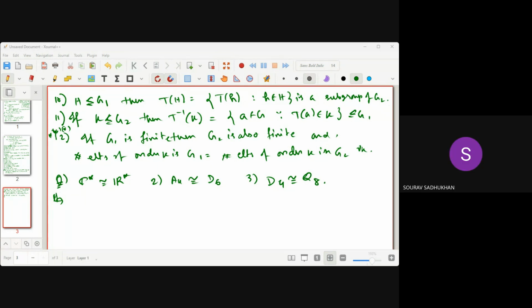Sir, D4 means dihedral group of order 8 or 4? Order 8. Dn means order 2n. Some books, like David Foote, use the notation with a suffix. Many books use many notations, so there is no problem. In the question paper, it will be given whether D2n means the dihedral group of order 2n or Dn means the dihedral group of order 2n.